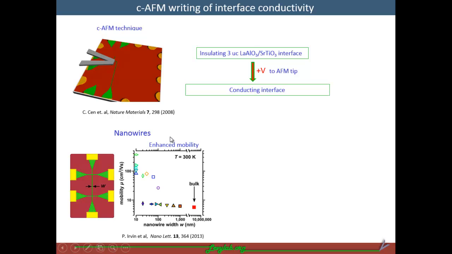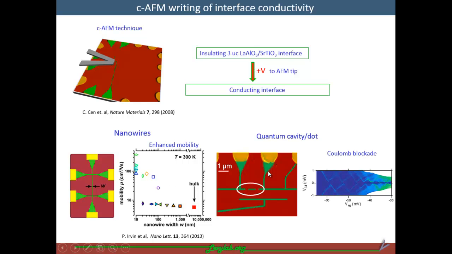So nanowires were made with this conducting AFM technique, and these devices have shown enhanced mobility at room temperature compared to the normal LAO/STO 2D samples. Further, recently we have also made quantum dot devices using this technique, which has shown a signature Coulomb blockade structure, which is a characteristic of quantum dot devices.